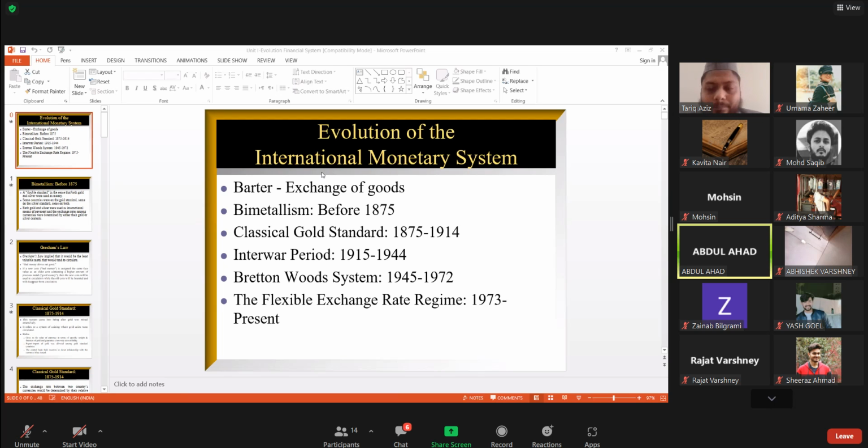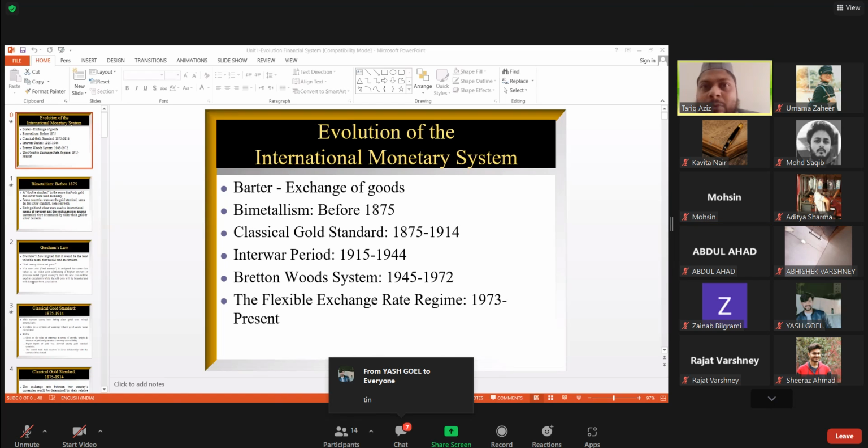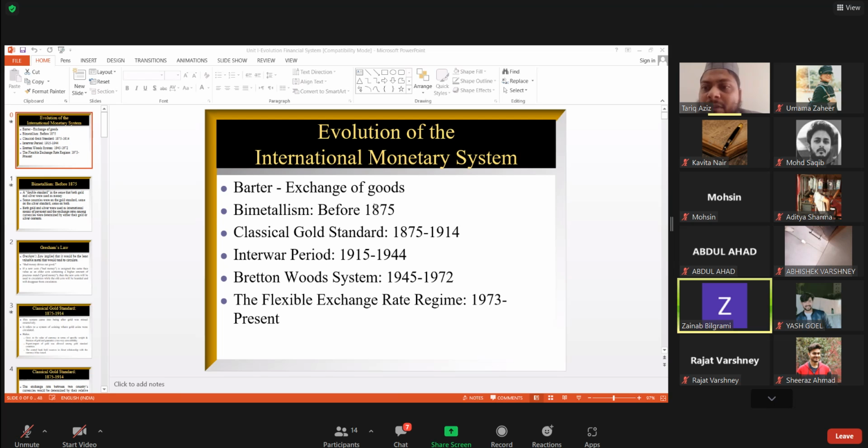So one is copper. Abdul Ahad, no, copper was not there. Under bimetallism, the two metals that were used as money, as currency. So silver. Yes, silver. Zainab is right. It was silver and what was another? Gold, sir. Gold. So silver and gold were the two metals that were used as money.